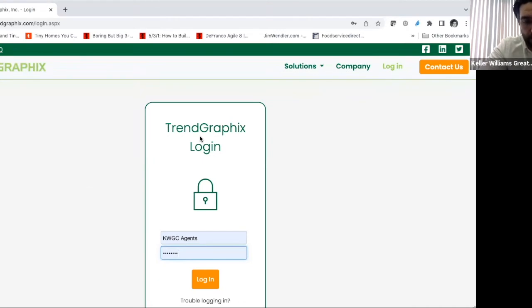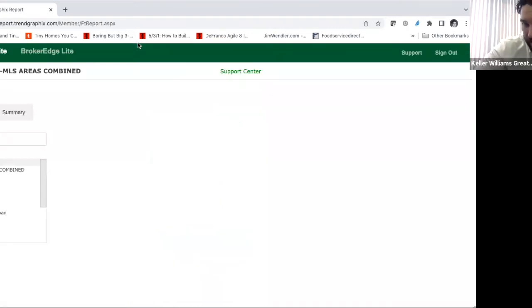So I'm going to give you the username, which you can see there, KWGC space agents. And then the password is KWGC pound 297. So if at any time you want to go ahead and log into that, you can.